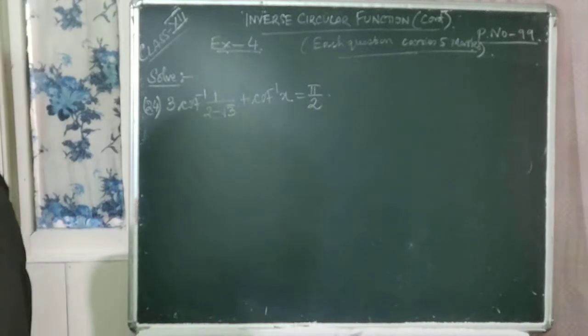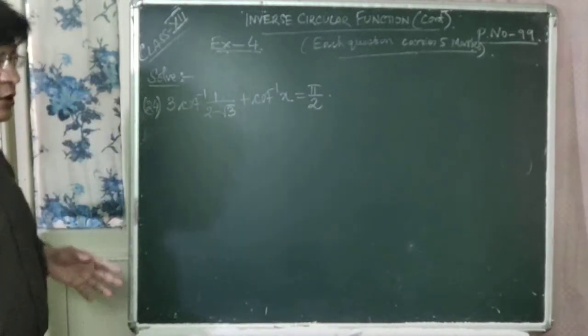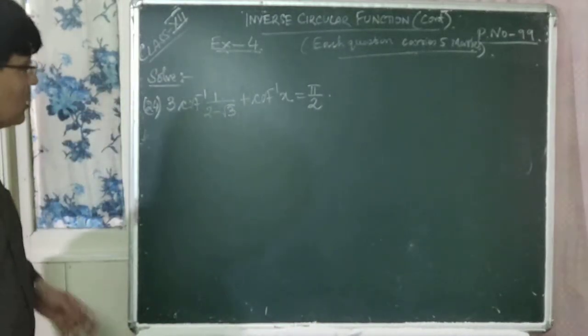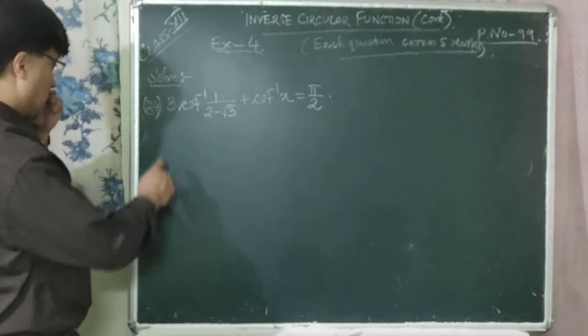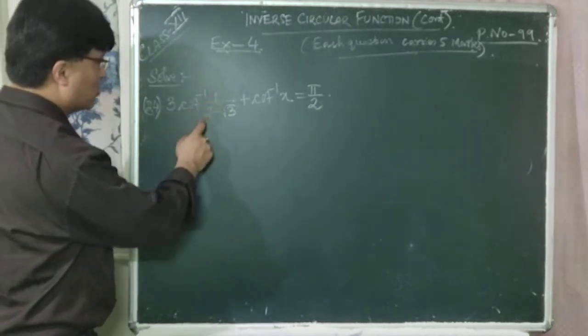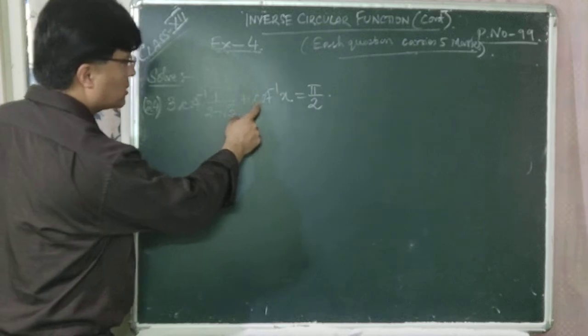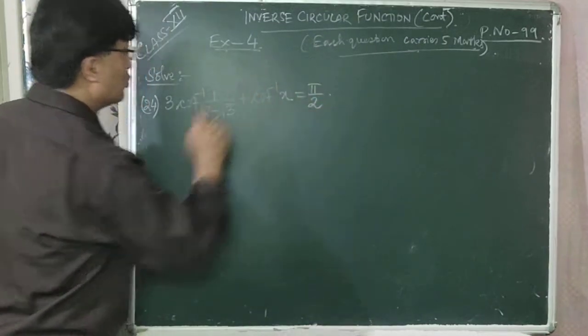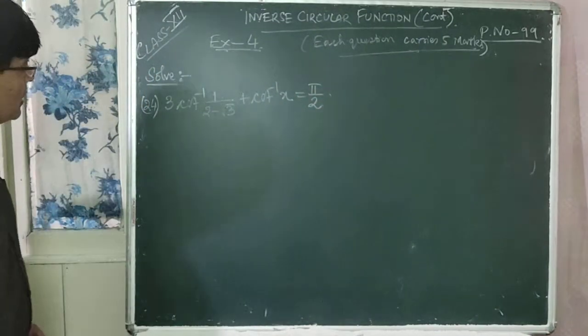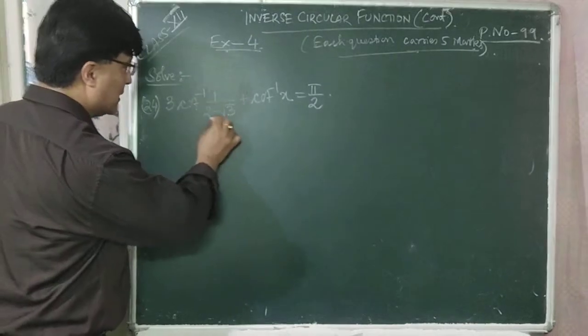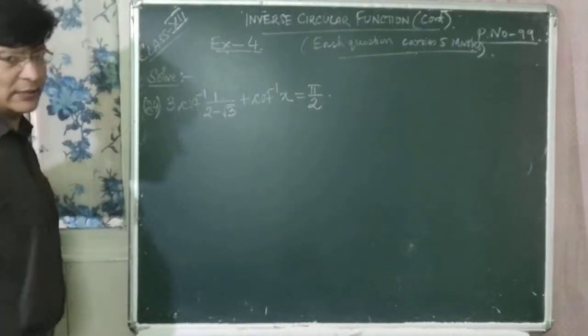Now we will do question number 24. This is also solved. That means you have to get the value for x. The question is 3 cot inverse 1 upon (2 minus root 3) plus cot inverse x is equal to pi by 2. So now in this case, let us rationalize the denominator.